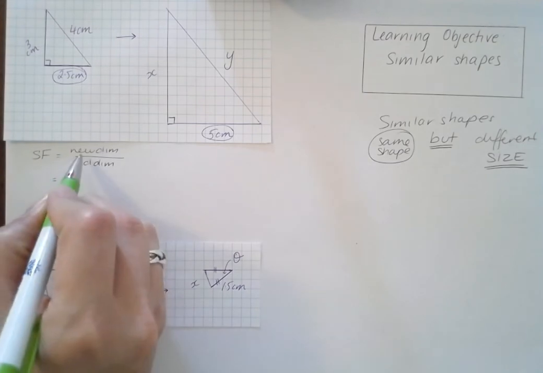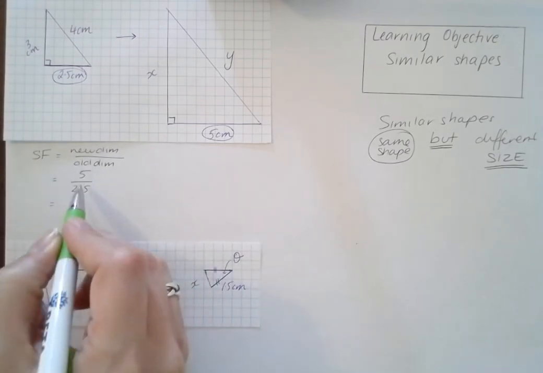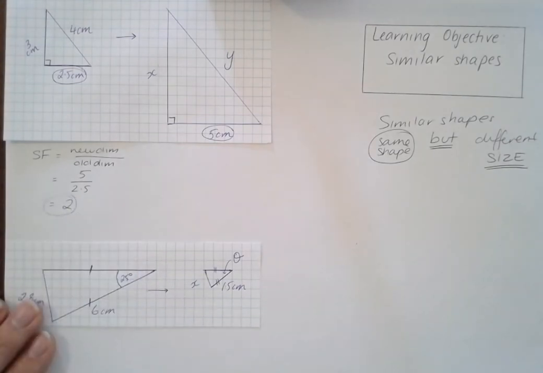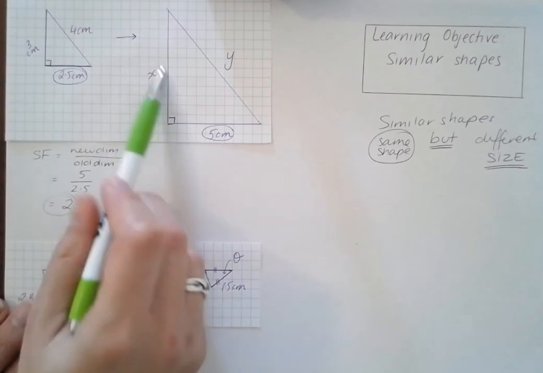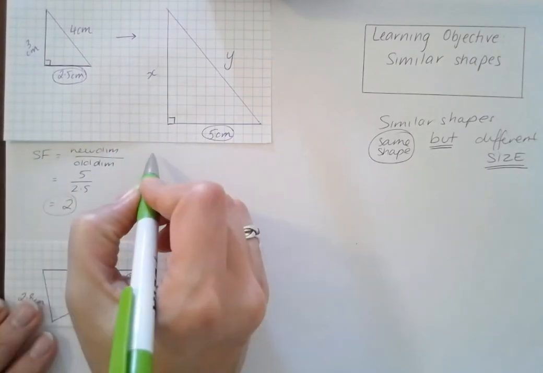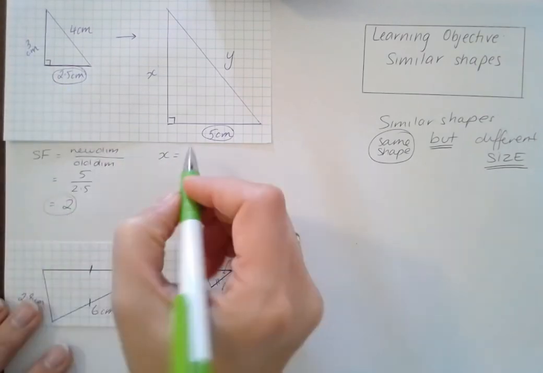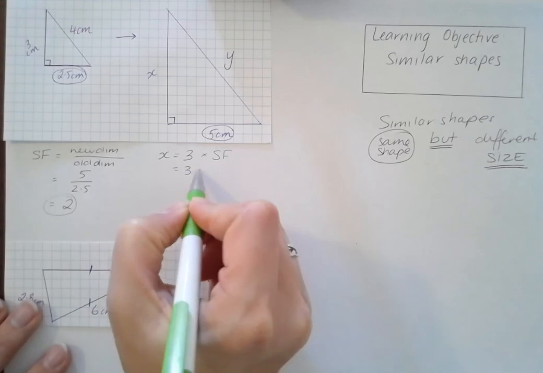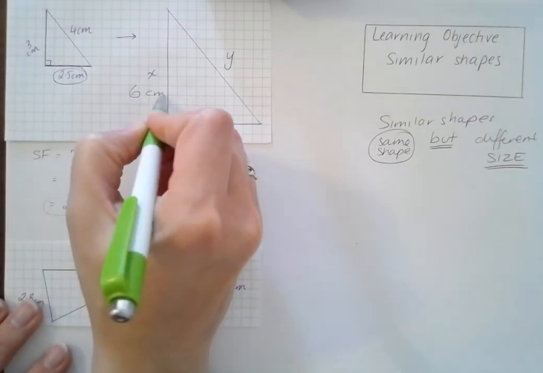So our new dimensions are 5, our old dimensions were 2.5, and if we go 5 divided by 2.5, it's actually 2. So the scale factor we used was 2, which means we've doubled every side. 2.5 times 2 is going to be 5. So we can figure out our x value from our other sides. Remembering that to find x we need to multiply by our scale factor, it will be 3 centimeters multiplied by the scale factor 2, which is 6 centimeters. So we can call this one 6 centimeters.